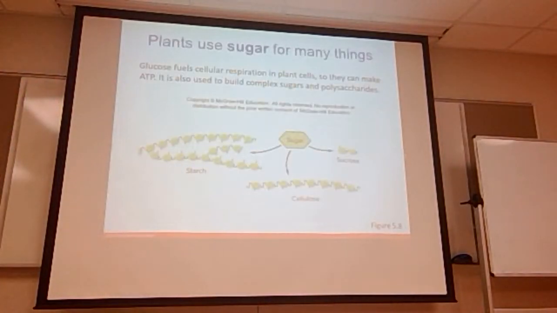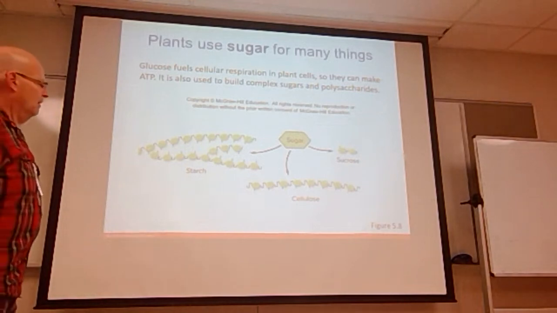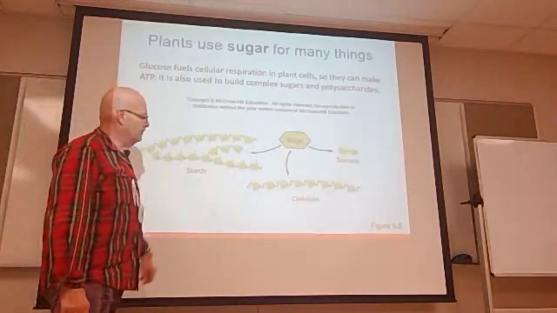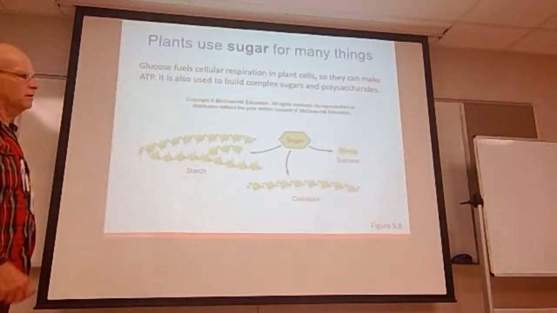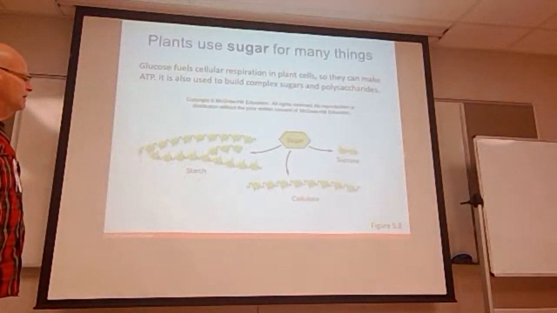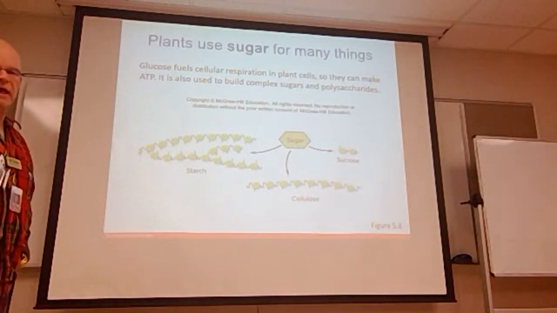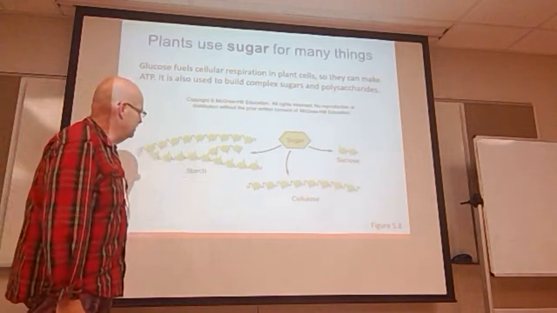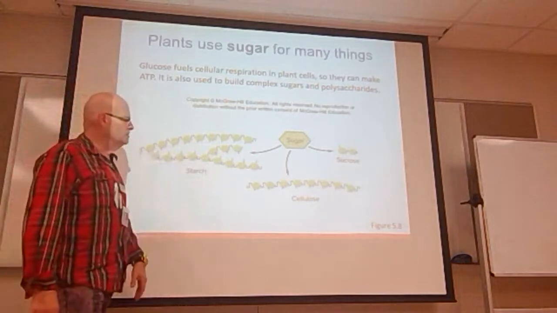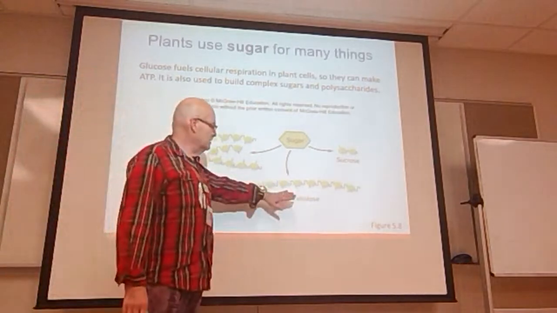And then plants use the sugar for many things. Glucose fuels cellular respiration in plants so they can make ATP. It also is used to build complex sugars and polysaccharides in plants. These are the 2 biggies. There's also another one that we'll talk about later. We've already talked about chitin, and we spoke about glycogen. Glycogen is found in animals. So these are the 2 primary complex carbohydrates that plants are going to make. They're going to make starch, and they're going to make cellulose.